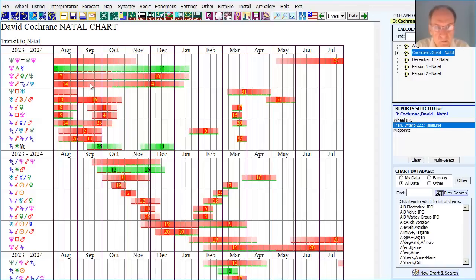Okay, so that's transits, where you meet the situation and where you want to direct things. So Pluto, Saturn, Uranus, where do I need to break free?